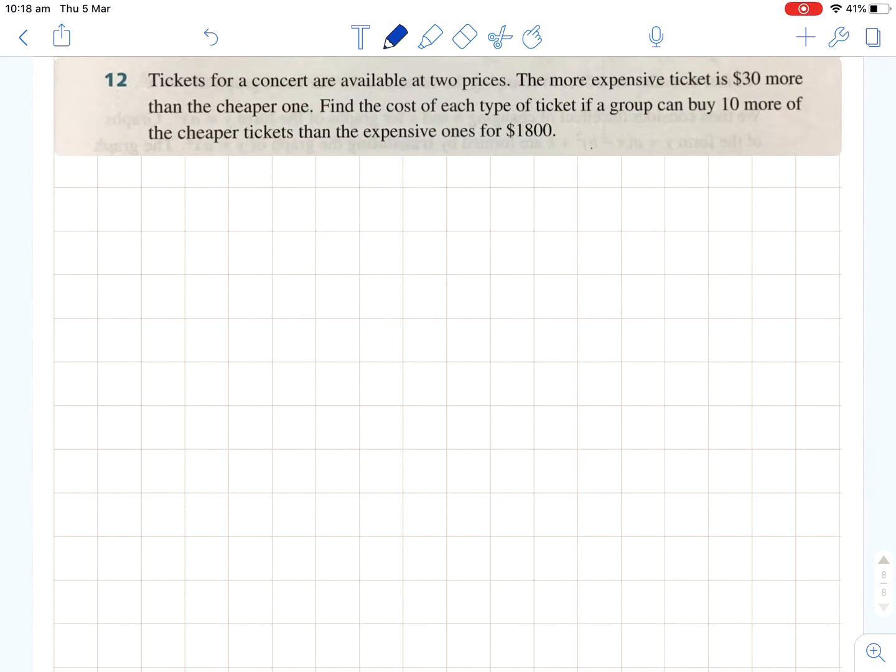Alright, so we've got to try and put together all of this information. We've got two types of tickets: expensive ones and cheap ones. So let's start by defining some variables. Let E equal the cost of an expensive ticket, and we'll let C equal the cost of a cheap ticket.